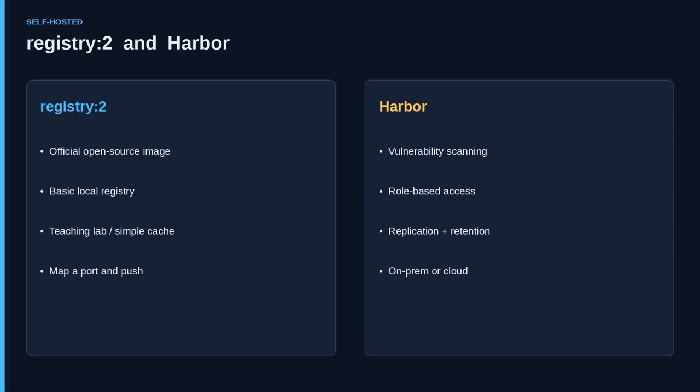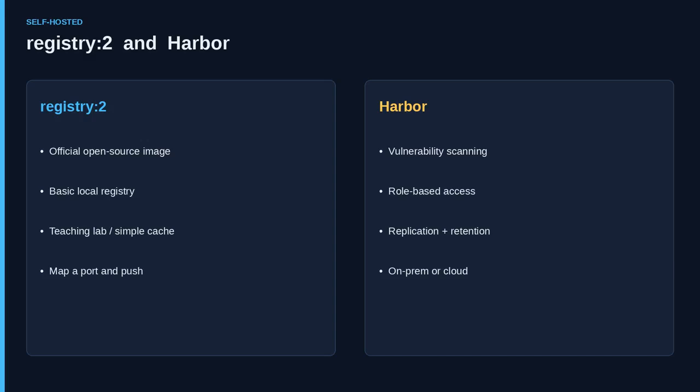If you do not want a vendor to host the warehouse, you can run one yourself. Docker ships an official open source image called Registry, tag 2. That image is a basic local registry. You start it, map a port, and you have a push and pull endpoint on your own machine or server.